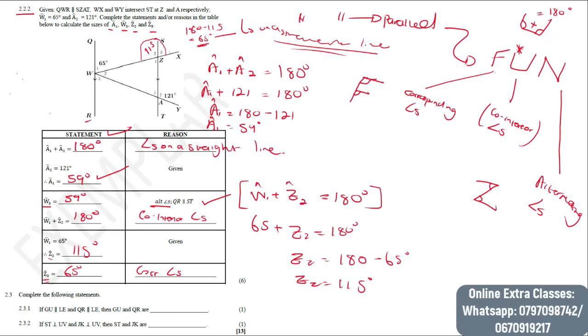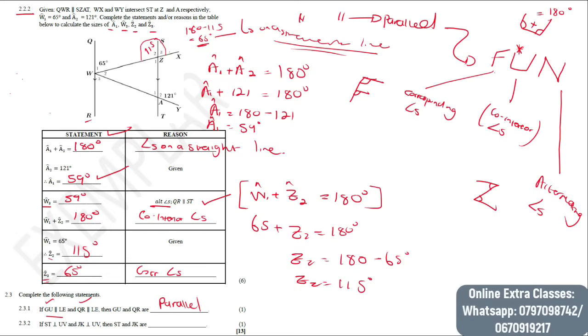Next we will move to question 2.3. Here in question 2.3, we are told to complete the following statements. If GU is parallel to LE, remember the two lines mean parallel. So if GU is parallel to LE and QR is parallel to LE, that basically means that GU and QR are also parallel.